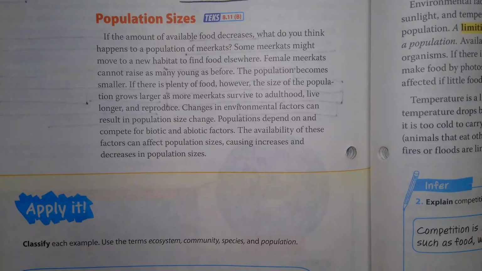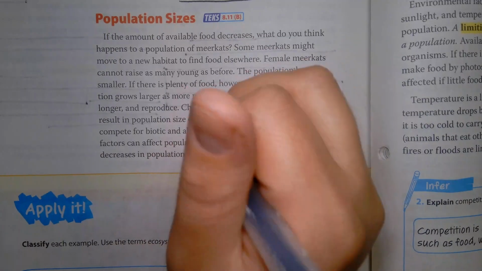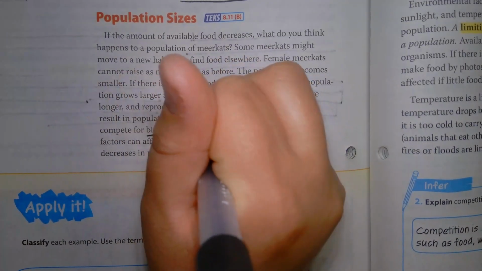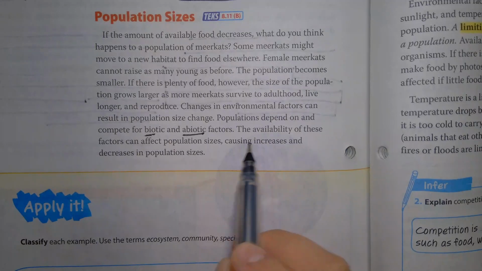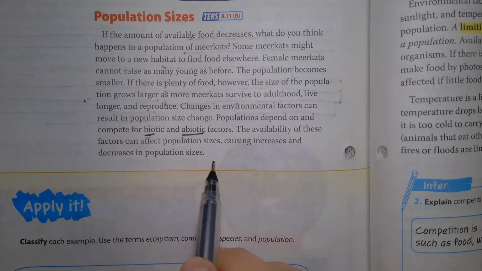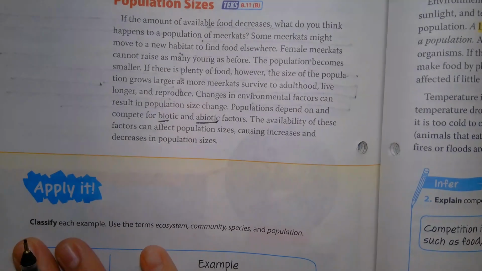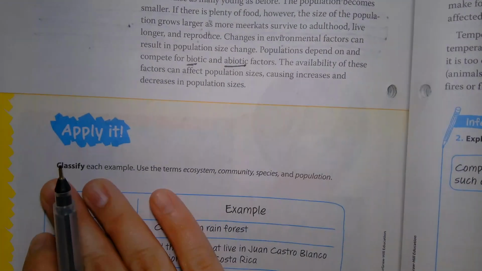Changes in environmental factors can result in population size change. Populations depend on and compete for biotic and abiotic factors. Biotic, bio, living. Abiotic, a, prefix, without. Biotic, life; abiotic, without life. The availability of these factors can affect population sizes, causing increases and decreases in population sizes.